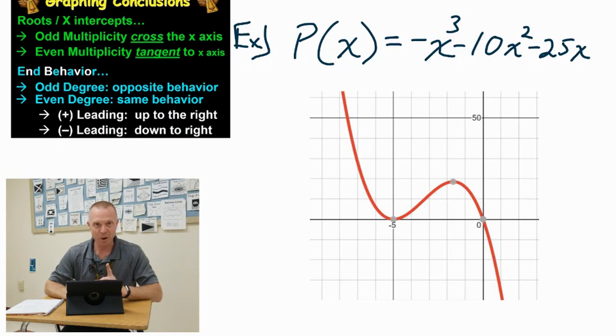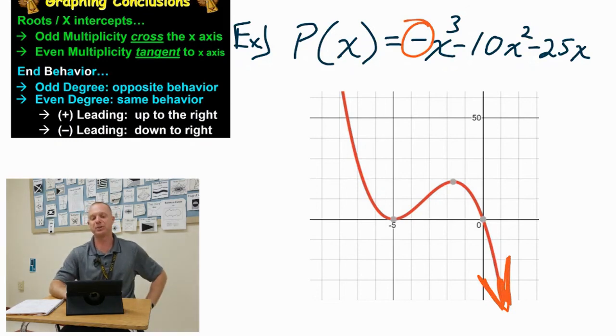But we also have the leading coefficient. Now, the leading coefficient is the first value. And in this case, that first value is definitely negative. And because that first value is negative, we see the graph going down on the right. Now, the leading coefficient only tells you what happens on the right. Okay, the degree is going to tell you what happens on the other side.